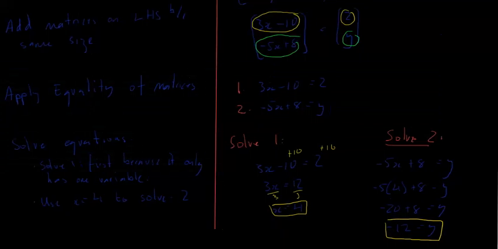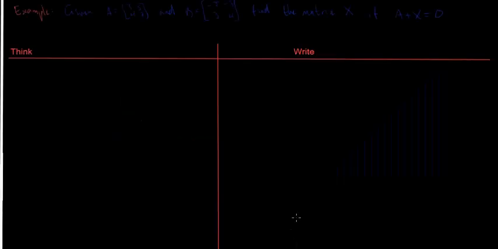The second thing I want to do is find a blank bit of page and check out a second example using one of those special matrices. Let's bring that up. So here's our second example. Given the matrix A and the matrix B, find the matrix X if A plus X is equal to 0. I suppose at this point it's timely to point out that often we refer to matrices with capital letters, as you notice in here.